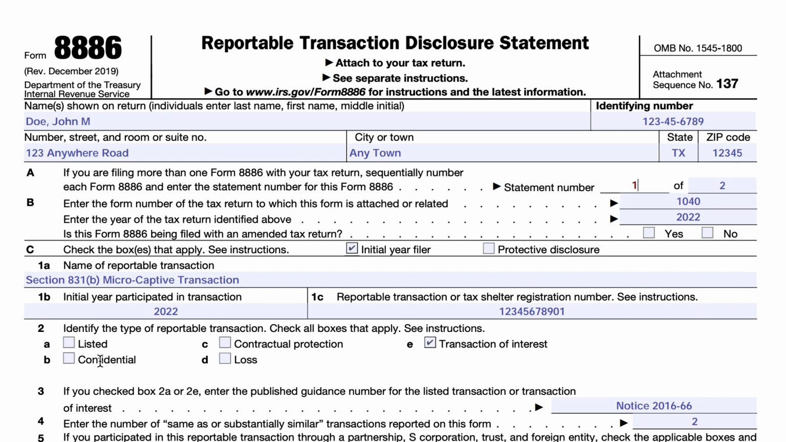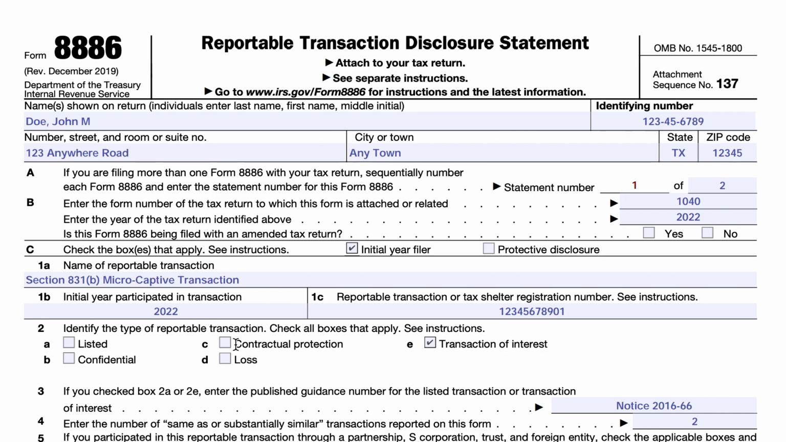Transactions with contractual protection simply means that you're participating in a contract with a right of a refund or partial refund if you don't get the intended tax benefits. So you might pay fees that are contingent on your ability to get tax benefits. So if someone says my fee is 10% of what you save in your taxes, that would be considered a contractual protection type transaction.